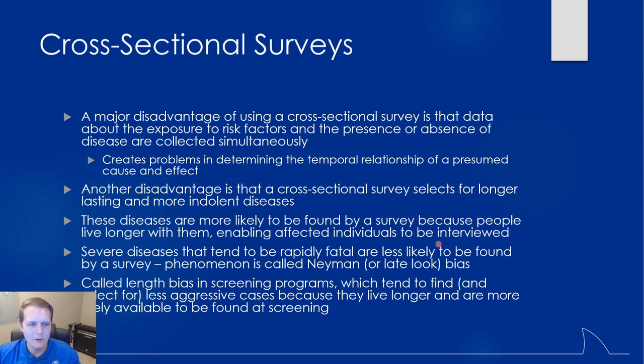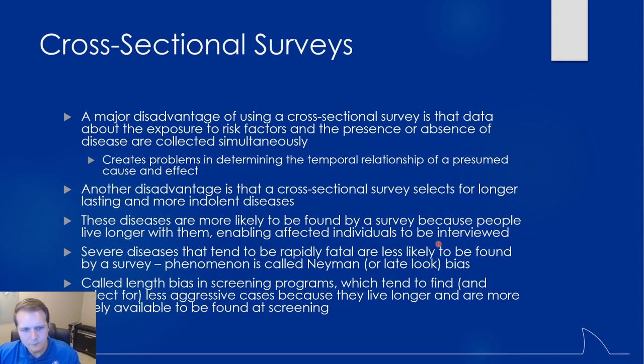And so things that are more likely to be found are things that people live with for a long time, like hypertension, diabetes, things like that. And then especially severe cases that tend to be fatal are also not found as easily because most of these patients have already died. And that's what they call a Neyman or a late look bias.